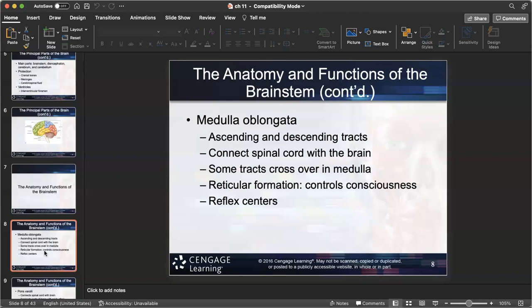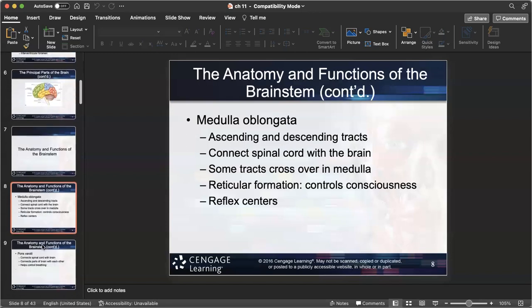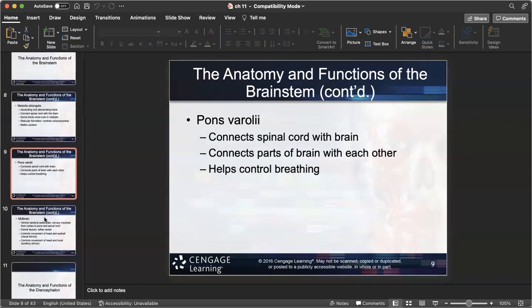for patients who undergo whiplash, a severe case of whiplash because of a motor vehicle accident. Sometimes, depending on where the vector of impact was, as well as the severity of the impact, the medulla oblongata is damaged, and this can significantly decrease reflex rates in patients because the reflex centers are found in the medulla oblongata. Next is the pons varolii, often shortened and called the pons.